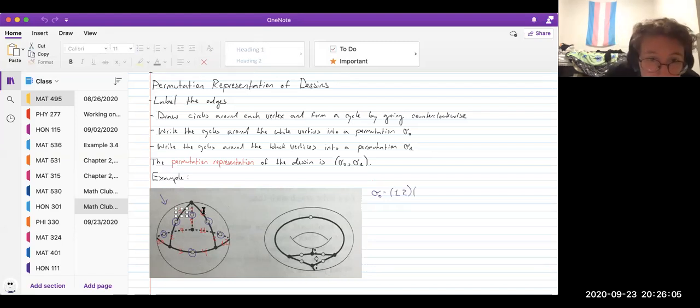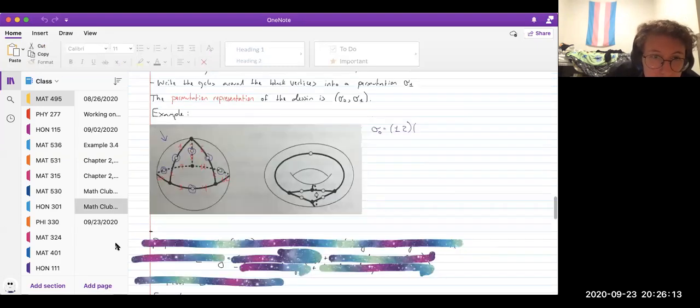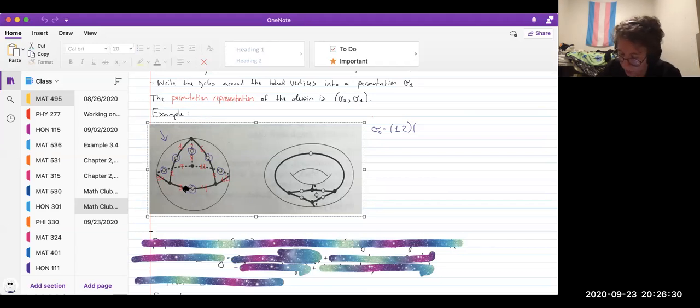Now for the next vertex, let's do this one down here. Again, we can start with 3. It doesn't really matter which one we start with, but we start with 3, turn counterclockwise, and we hit 4. We keep going counterclockwise, don't hit anything else, and get back to 3, so close parentheses.